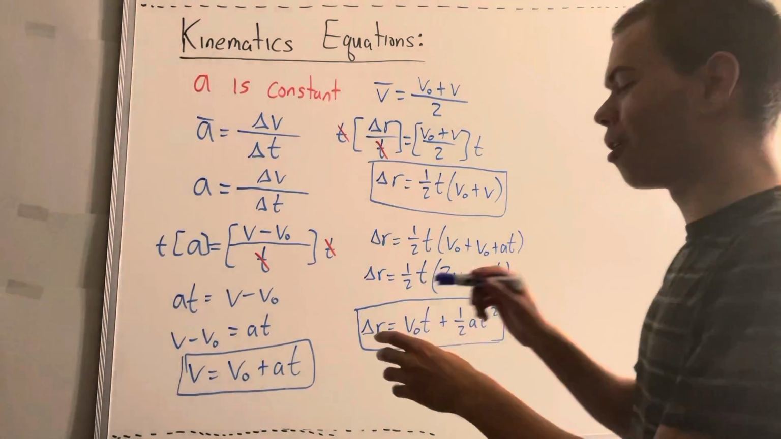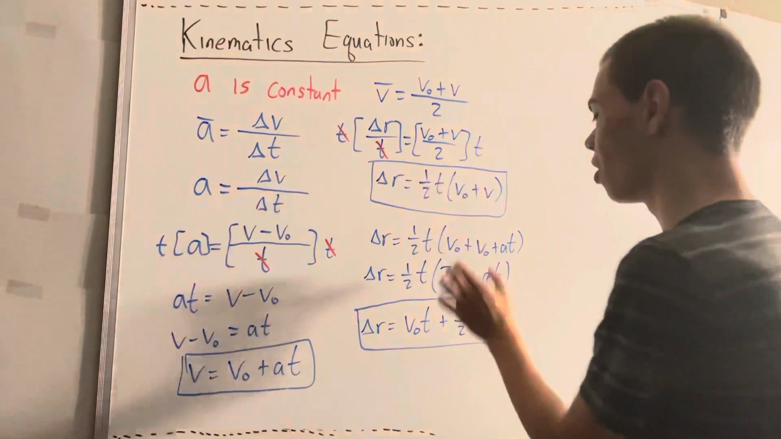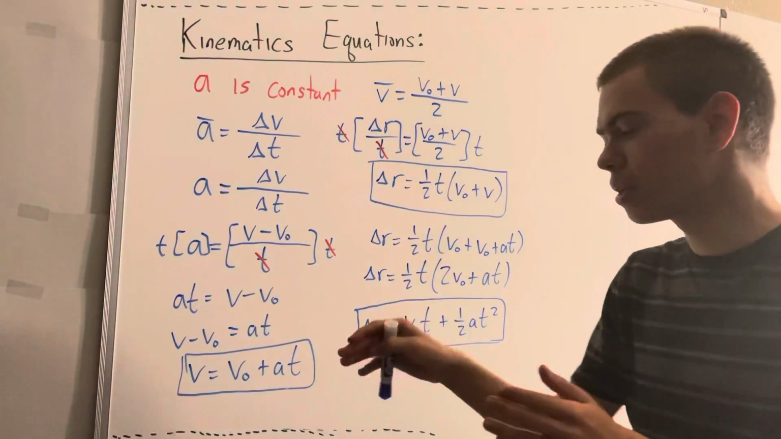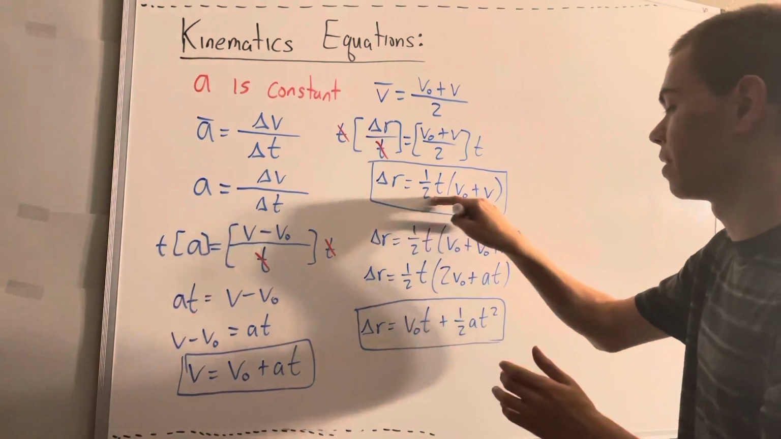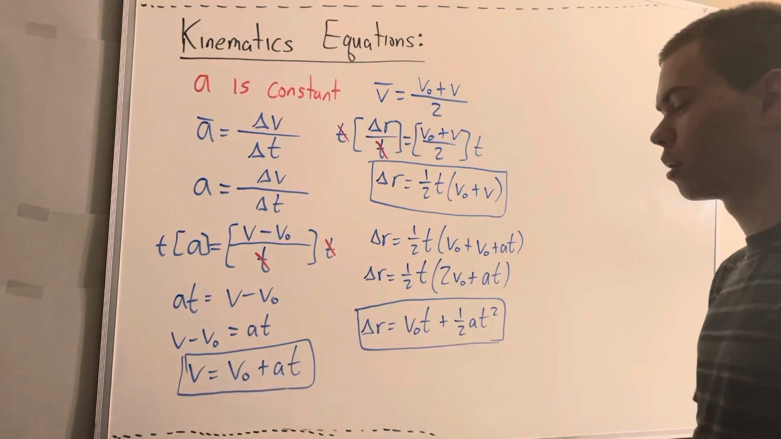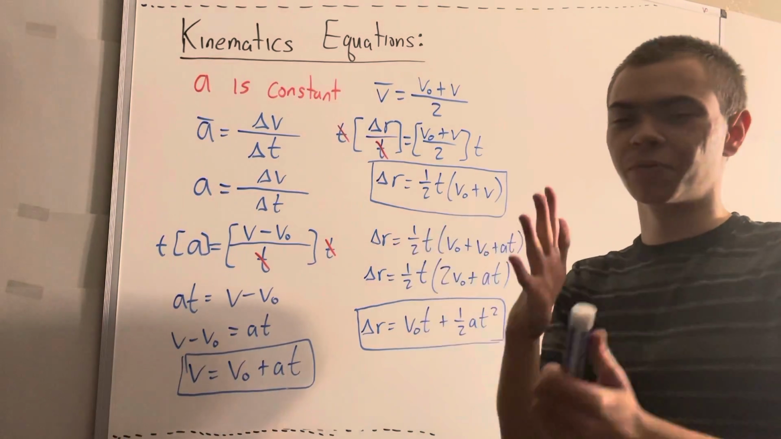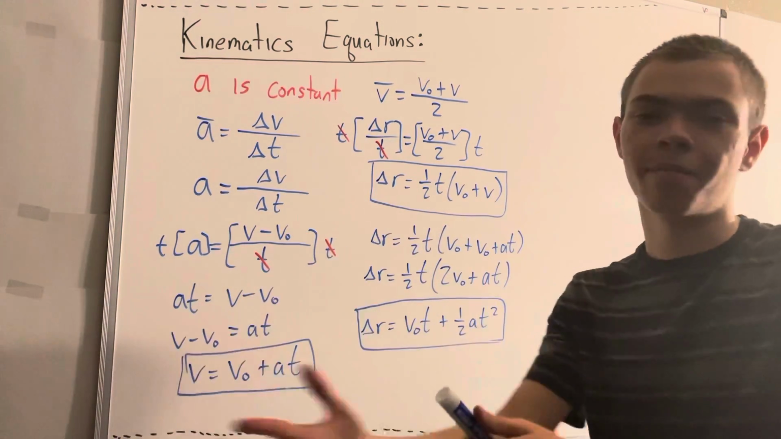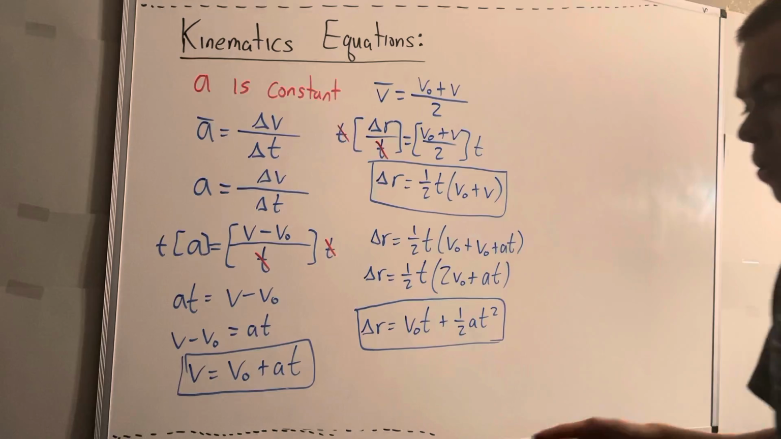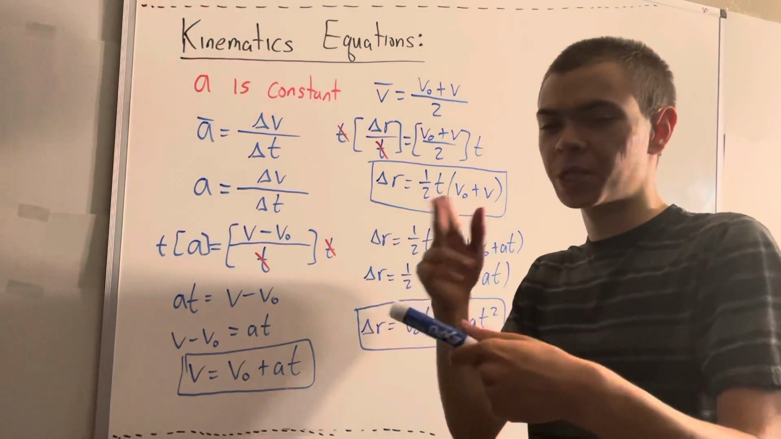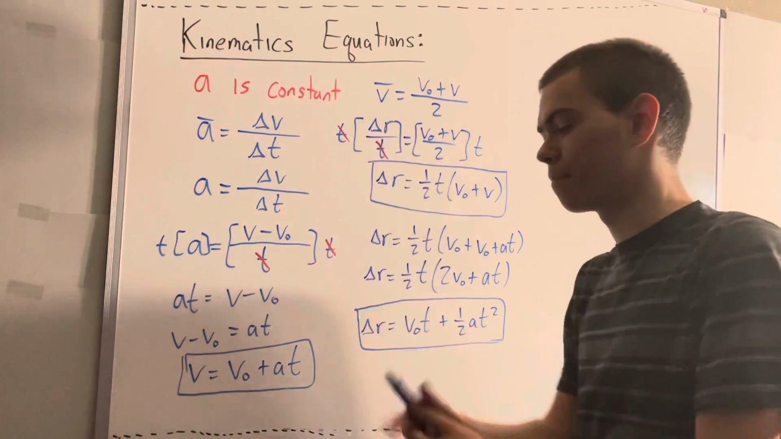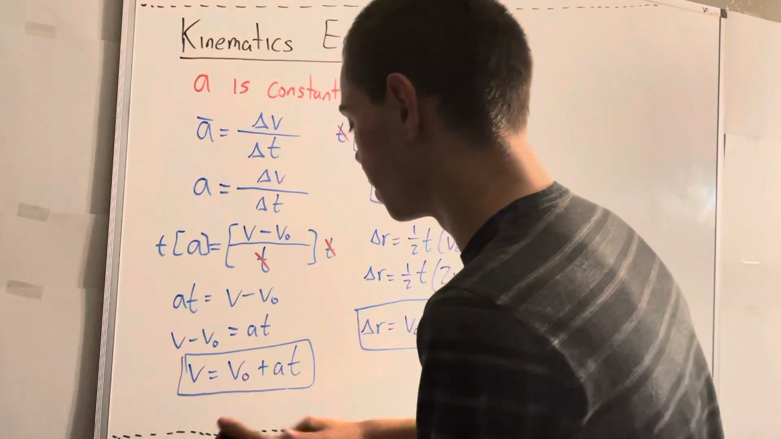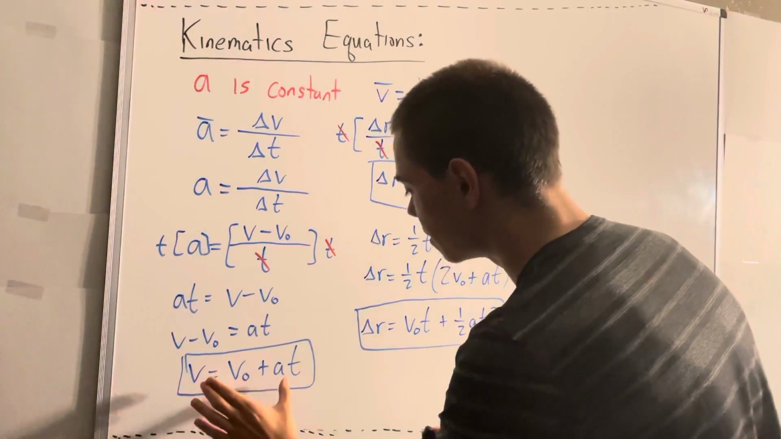Well, notice how all of these kinematics equations all contain time in them. Time here, and we have time here, right? Well, the other kinematics equation we know doesn't contain time. So what if we were to make sure that our next kinematics equation doesn't contain time? It turns out what we can do is solve for time in this kinematics equation.